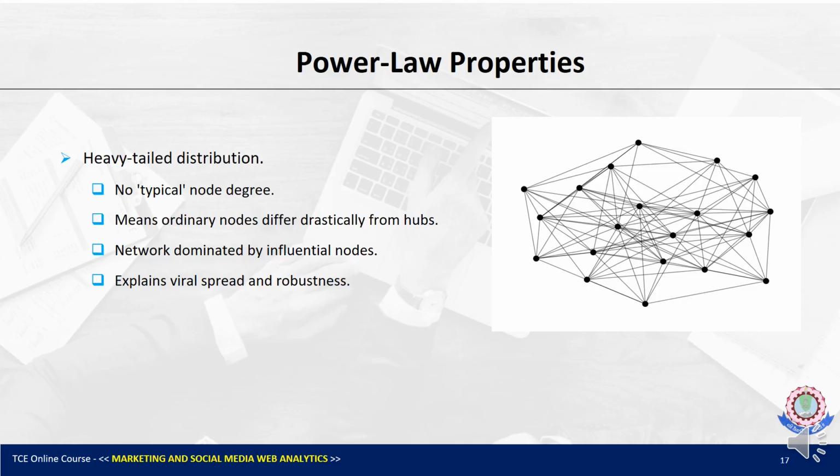Power law properties. In a power law distribution, there's no typical degree. Most nodes are small, but the hubs dominate. This explains the viral nature of social networks as well as their robustness.